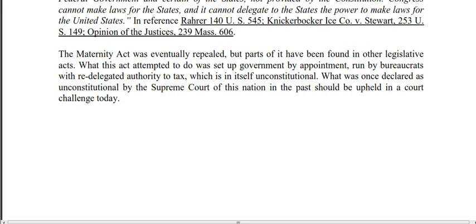What this act attempted to do was set up government by appointment, run by bureaucrats, with re-delegated authority to tax, which in itself is unconstitutional. Once declared unconstitutional by the Supreme Court of this nation in the past, it should be upheld in a court challenge today.